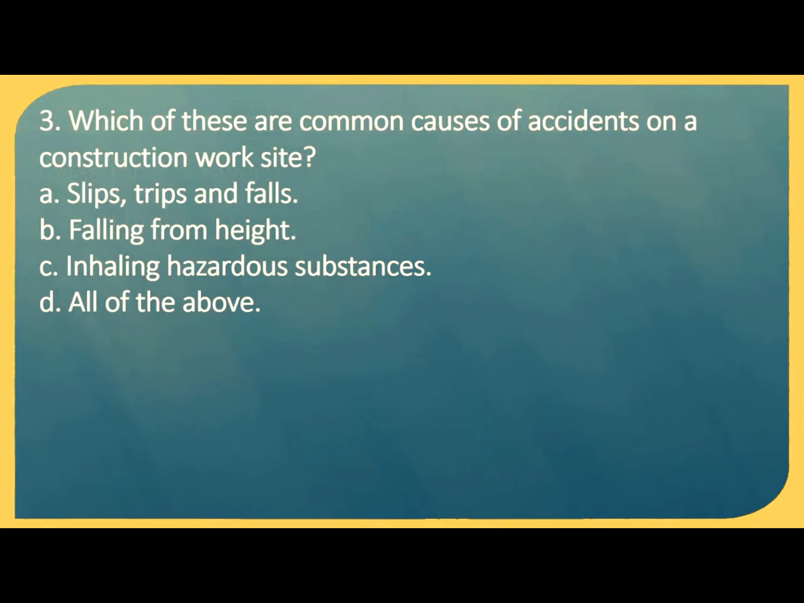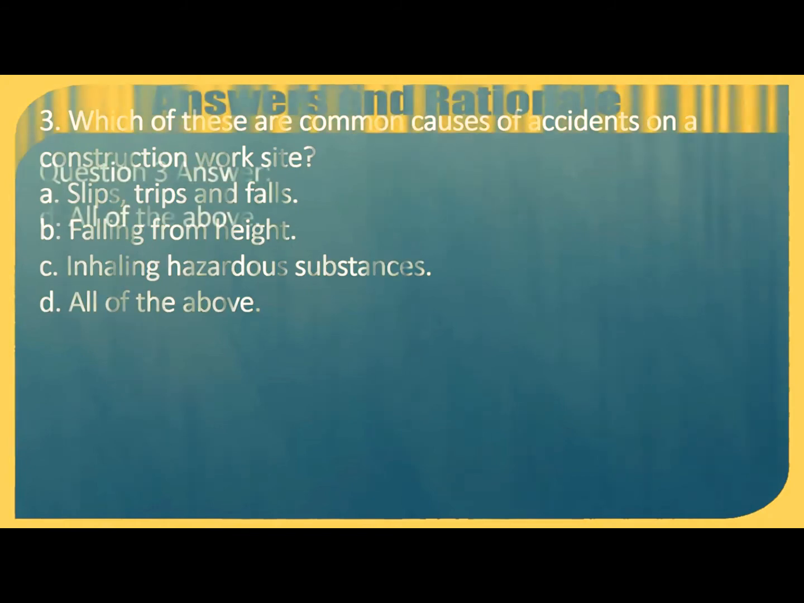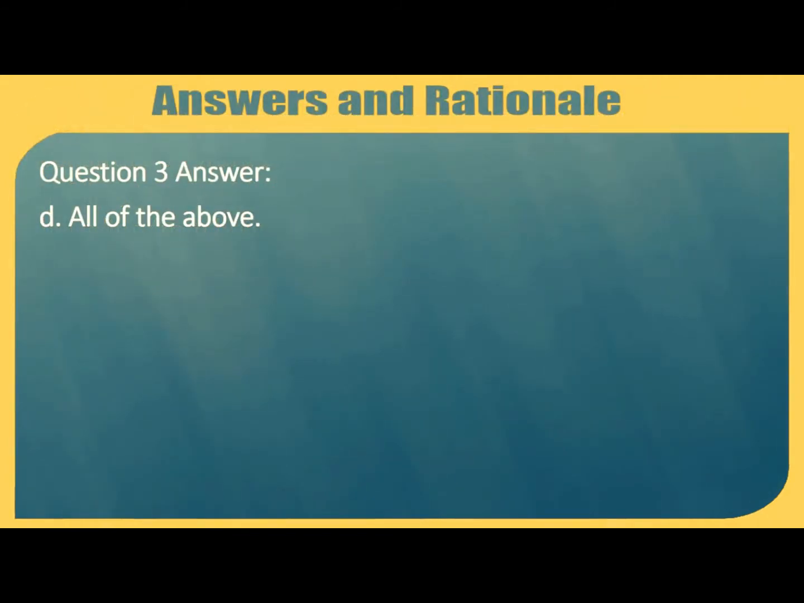Question 3. Which of these are common causes of accidents on a construction work site? A. Slips, trips and falls. B. Falling from height. C. Inhaling hazardous substances. D. All of the above. Question 3. Answer D. All of the above.